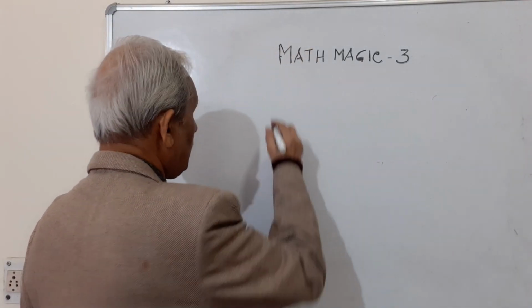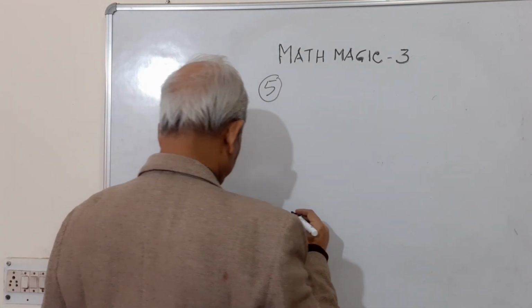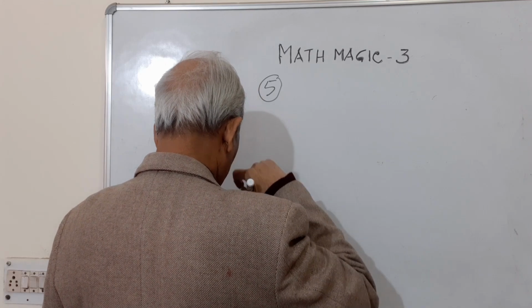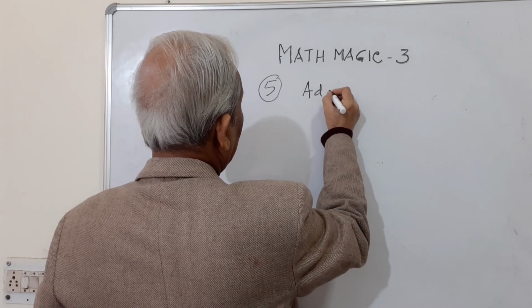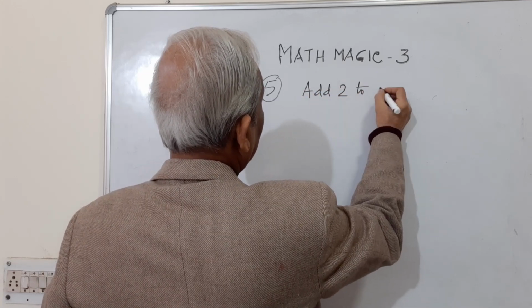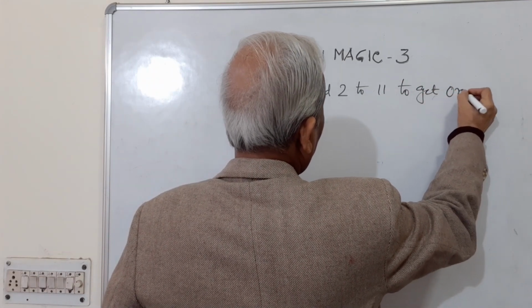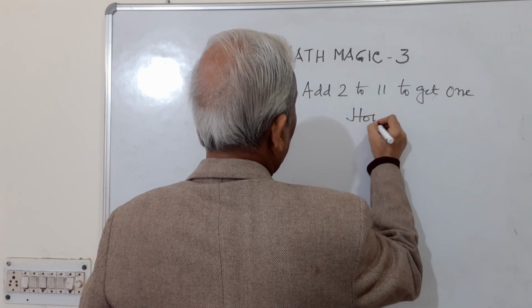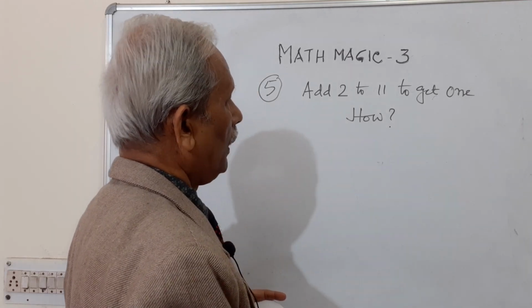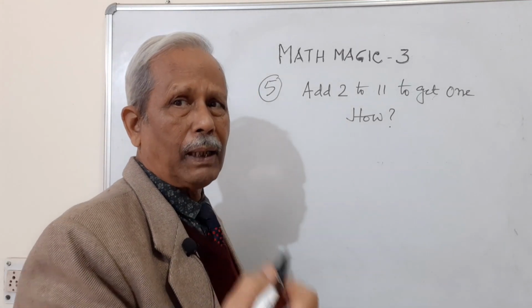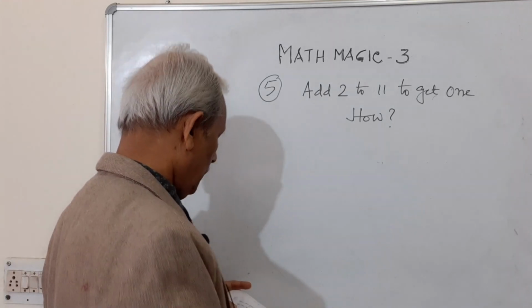Right? Number 5. There is a question. When can you add 2 to 11 to get 1? How? You have to find out: you add 2 to 11 and you get 1. Think about it. Give a pause, think about it. Change your mind, think. Make original creative thinking. Then you come back and find it out.